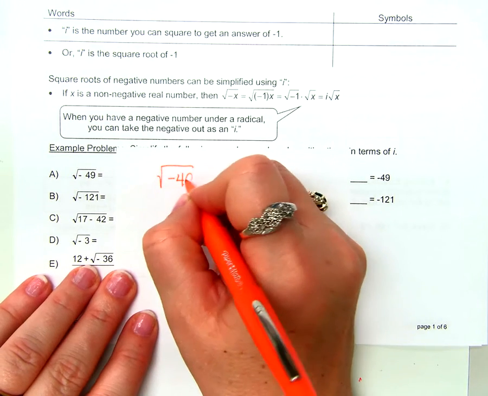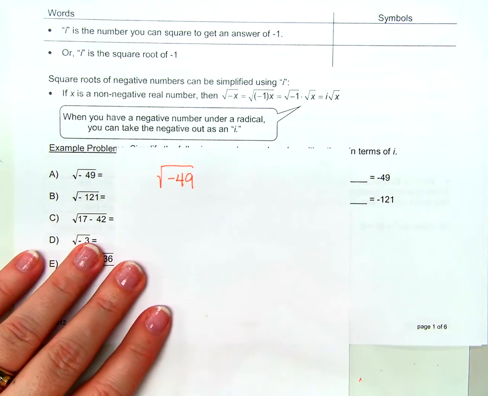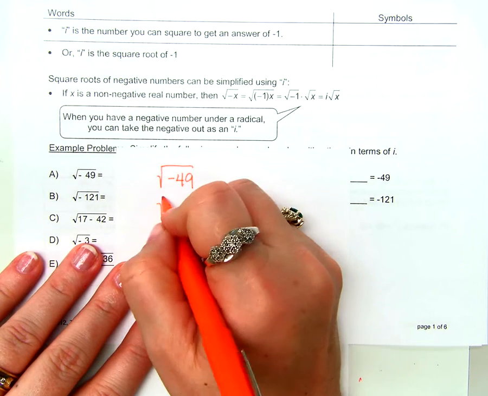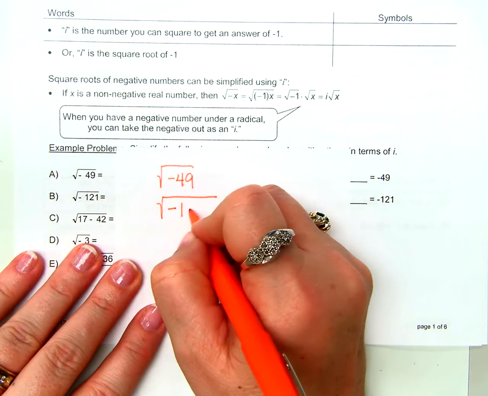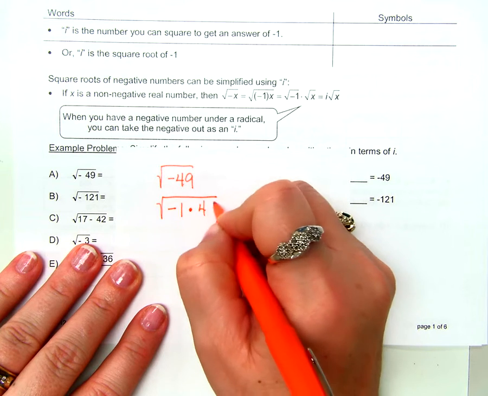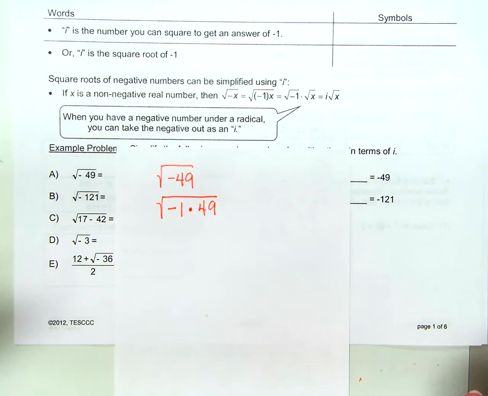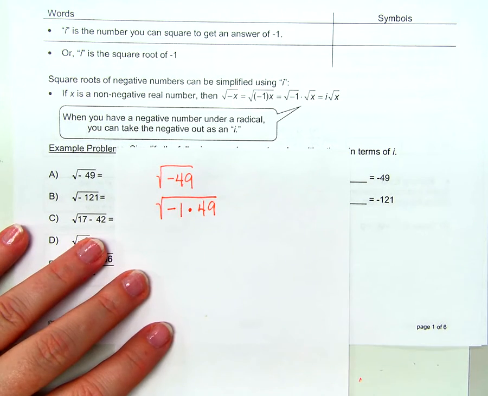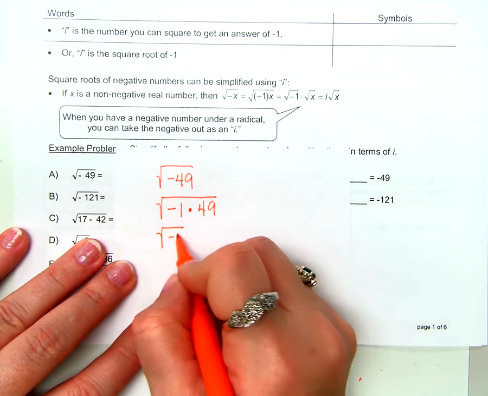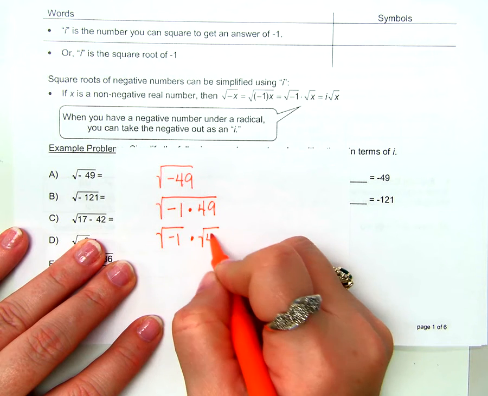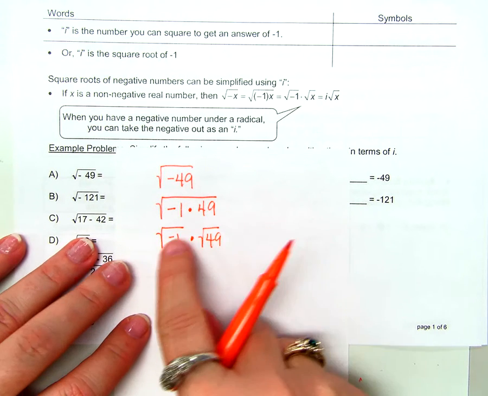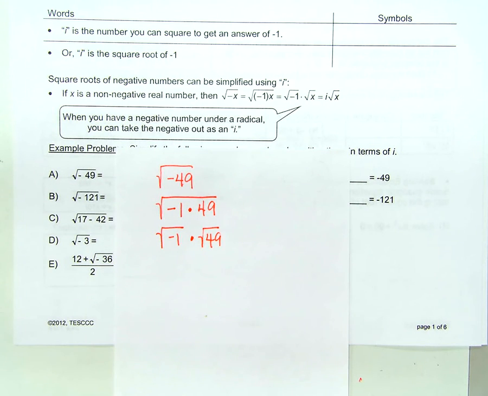If I'm taking the square root of negative 49, because of properties of square roots, I can say that that is the same as the square root of negative 1 times 49. Do you agree with that? Are those two things equal? Because of the properties of square roots, I can also separate those into two separate square roots.